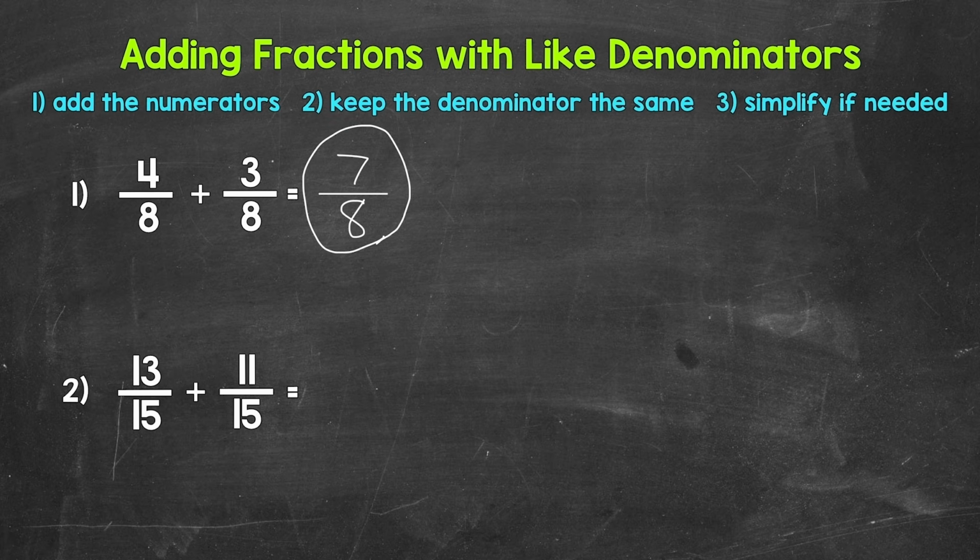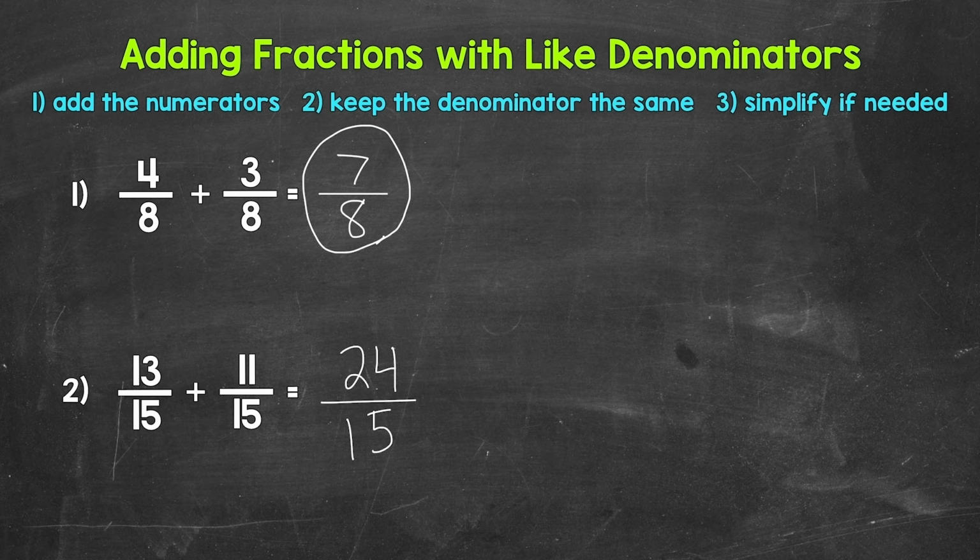Moving on to number 2, we have 13/15 plus 11/15. So we have that like denominator of 15, that same denominator of 15. And since we have like denominators, we can go ahead and add the numerators. 13 plus 11 gives us 24. And then we keep that denominator of 15 the same. So we end up with 24/15. Now this is an improper fraction. The numerator is greater than the denominator.